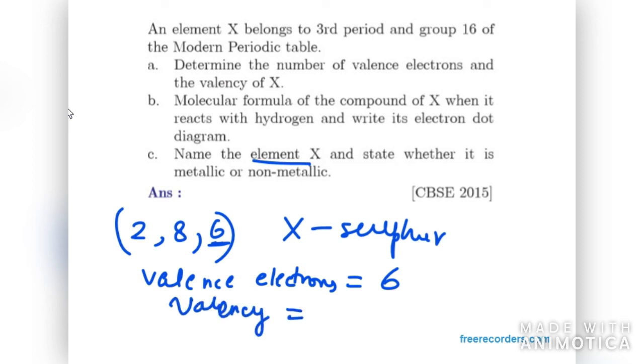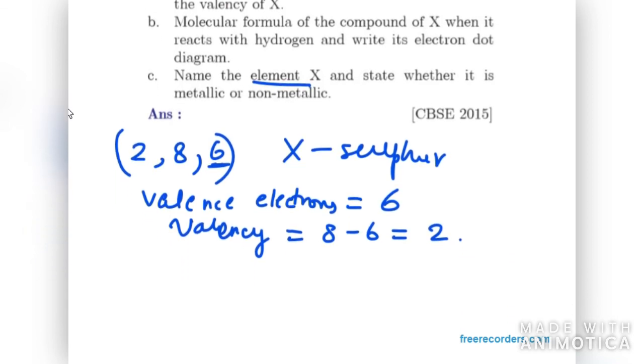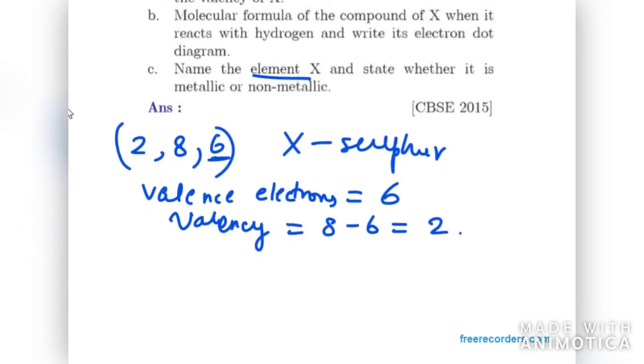Now we need to make a molecular formula of a compound X when it reacts with hydrogen. Sorry, the valency of H is 1 and S is 2. So it will be H2S.